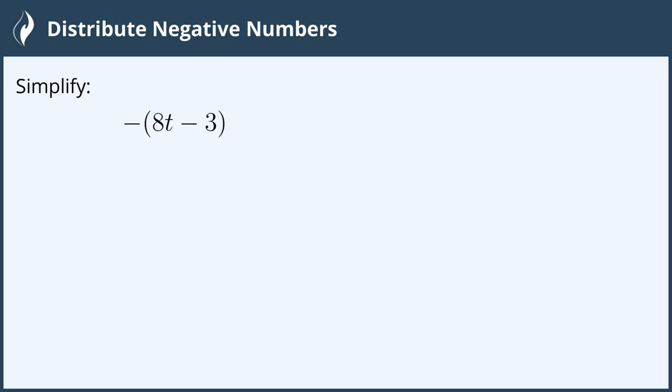Hi everyone. In this video, we will distribute negative numbers. Simplify negative times a quantity, 8t minus 3.